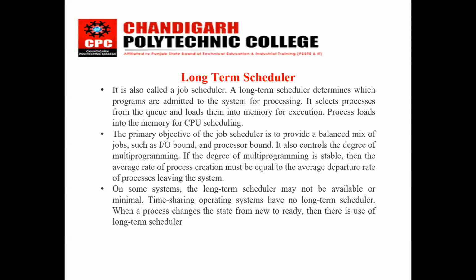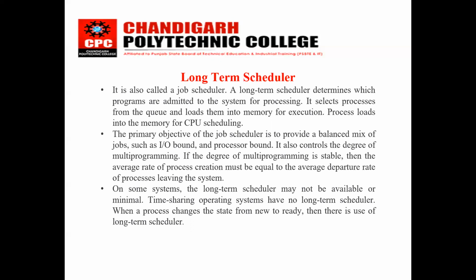A batch job contains all necessary data and commands for its execution, so it needs an estimate of its resource needs, for example memory size and execution time, etc. And the main objective of the long term scheduler is to provide batch jobs in such a manner that the processor and the input output remain busy at all times.